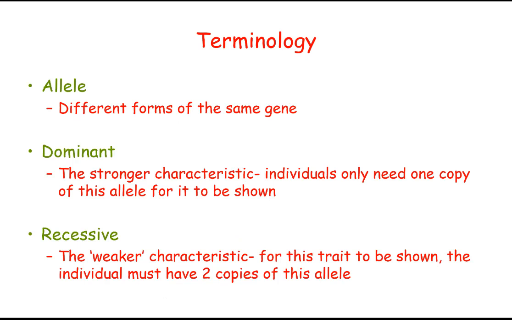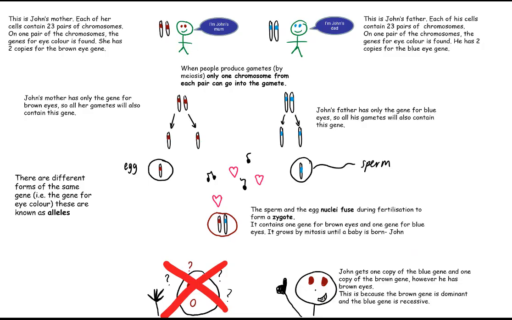So we've actually come across 3 important terms here: allele, dominant, and recessive. So an allele is different forms of the same gene, for example, blue eye gene or brown eye gene. Dominant is the stronger characteristic, and this is when individuals only need one copy of this allele for it to be shown. Recessive, on the other hand, is a weaker characteristic, and this is the important bit. If we want to see the recessive characteristic, the individual must have 2 copies of this allele, which is why in this example, John's dad has blue eyes, because he must have 2 copies of that recessive allele for it to be shown.